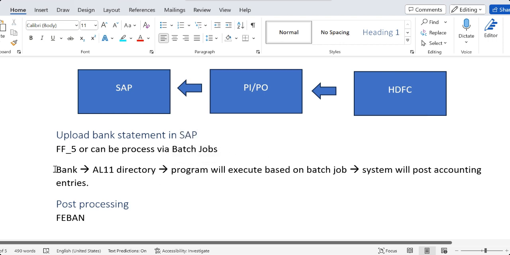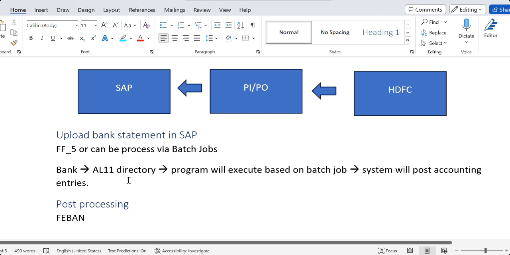So what will happen? The bank will send this file to our SAP through PI/PO, and it will be stored in some folder in the AL11 directory. And in the batch job, we have set a program. That program is the same, this FF_5, right? So in the background, this batch job will execute this program and pick the file from the AL11 directory, and the system will process the file in the same way as we are doing it manually. But it is automated through the batch job. So once it's processed, the system will post the accounting entries. So this is the process in SAP.